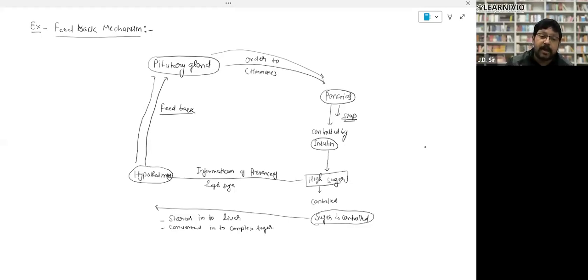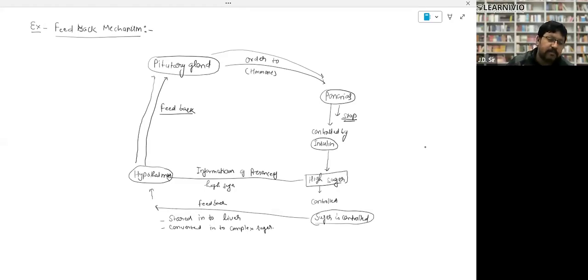When the sugar reaches equilibrium, this feedback will again be sent to the hypothalamus gland, right? Again this feedback is sent to the hypothalamus gland.